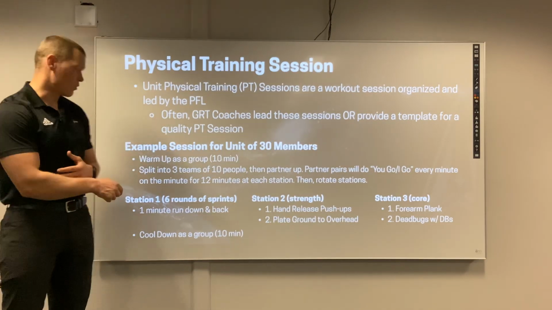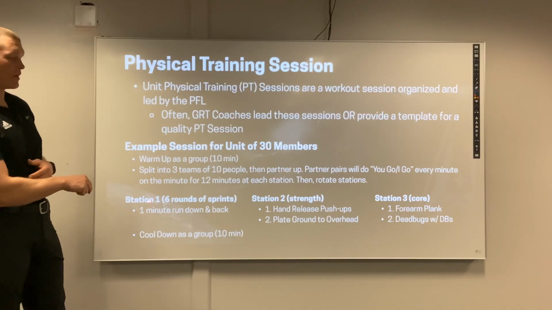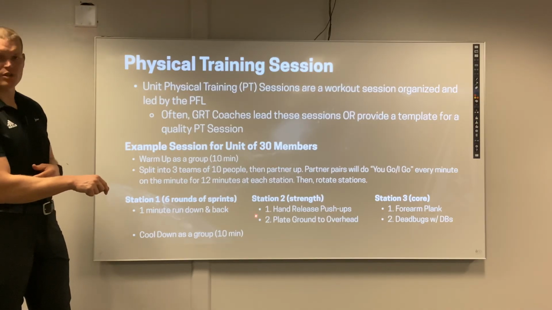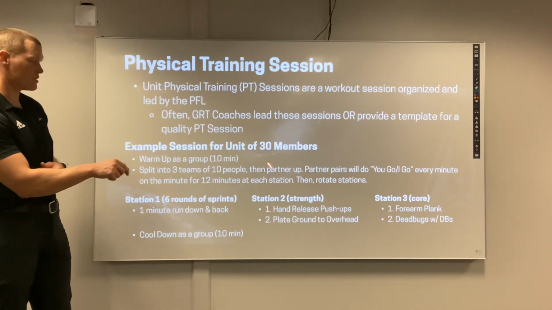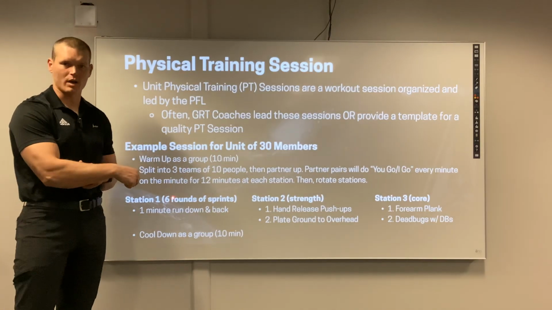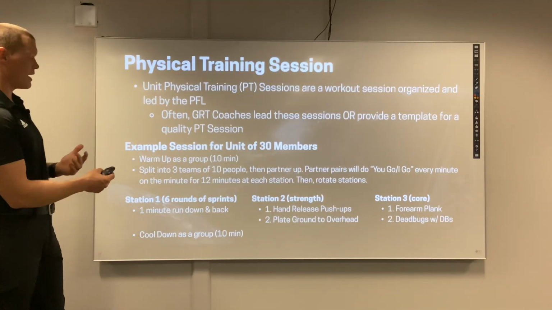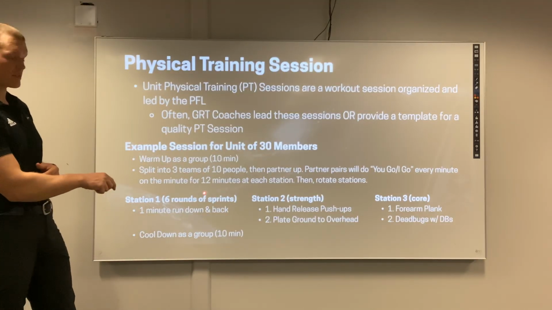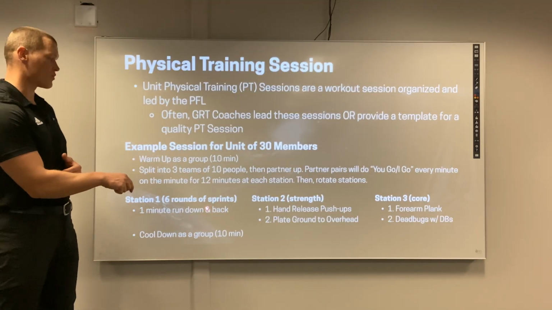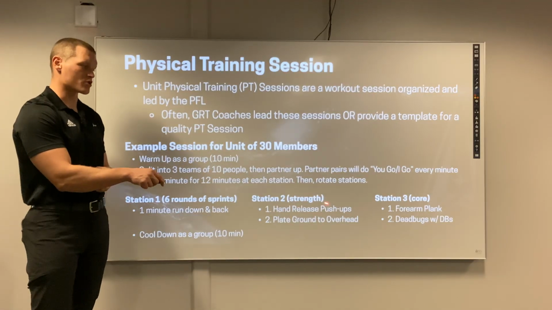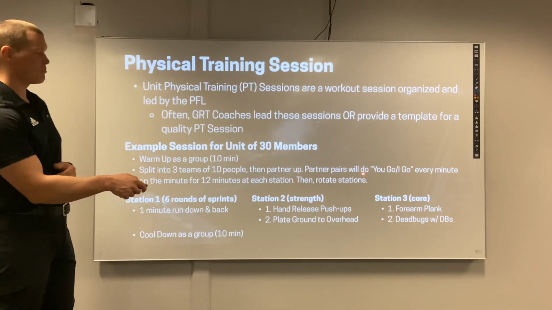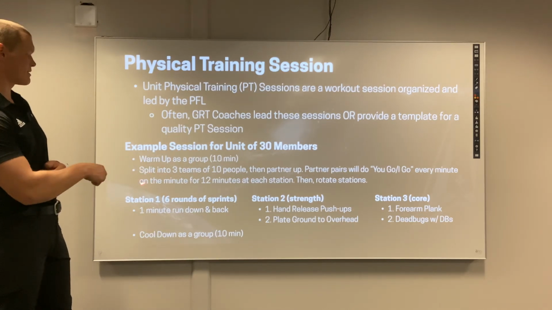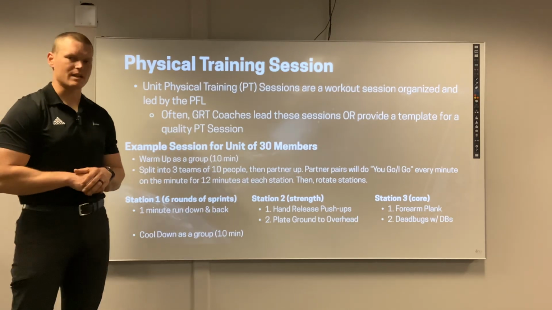You may assign one group of 10 to station 1 first, one group of 10 to station 2, and then one group of 10 to station 3. And then you can have them rotate 1 to 2, 2 to 3, 3 back to 1, right? And so then that would allow you to essentially conduct a training session with a little bit of running work, a little bit of push-ups or strength work, and then a little bit of core work as well in this partner, you go, I go, every minute style format for 12 minutes at each station.